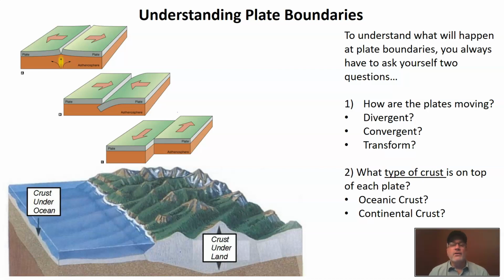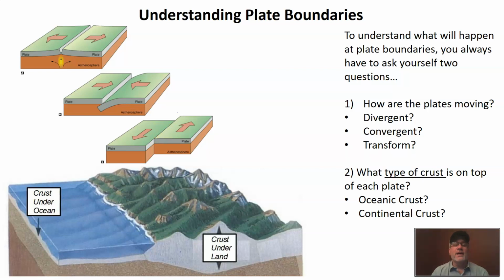So the first thing I need you to keep in mind, and we're going to talk about this several times, is to understand what's happening at any tectonic plate boundary. And remember, a boundary is just where two plates come together. If you want some understanding, you first have to ask yourself two questions. The first question is, how are the plates moving? Are they divergent, meaning are they moving away from each other? Are they convergent, meaning are they moving toward each other? Or are they transform? Is it a transform boundary where the plates are just sliding past each other?